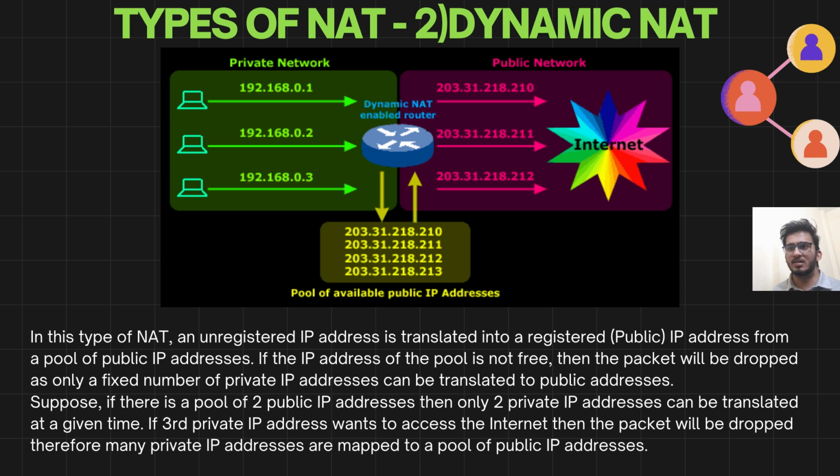But there is a limitation of this. You may run out of public IP addresses. If all the users have to access the internet at the same time, at that point you would not have that number of public IP addresses in the available pool. So at that time, you would run out of addresses, and this is one of the major limitations of dynamic NAT.